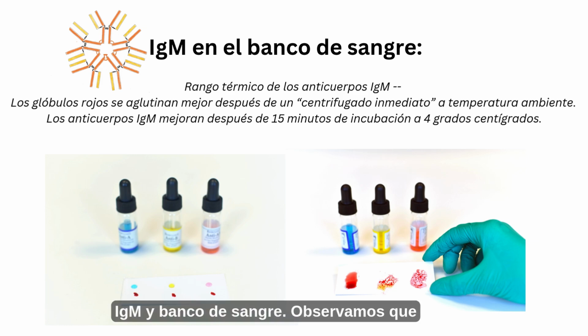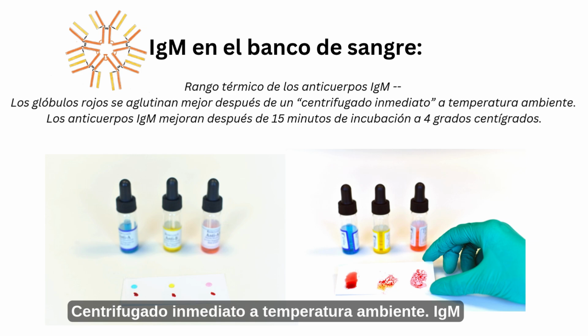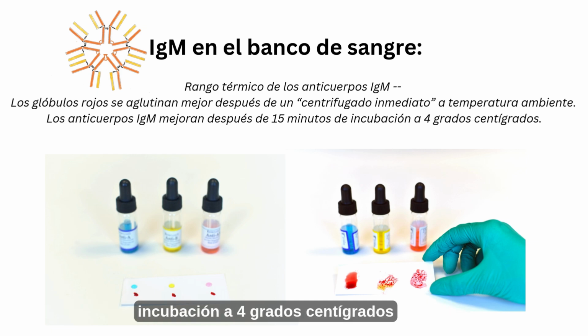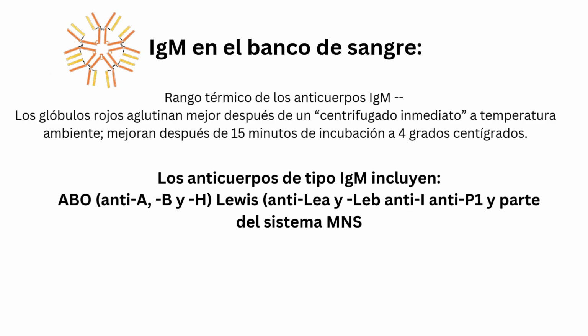IgM and blood bank: we note that the thermal range of IgM antibodies is such that they agglutinate red blood cells best after immediate spin at room temperature. IgM antibodies are enhanced after 15 minutes incubation at 4 degrees centigrade in the refrigerator.